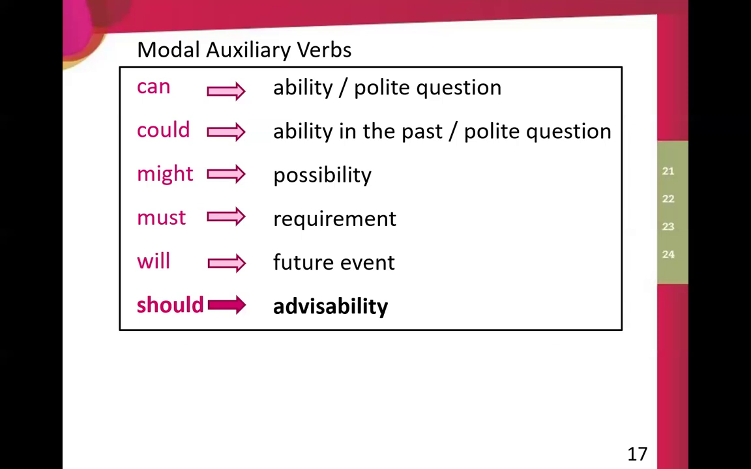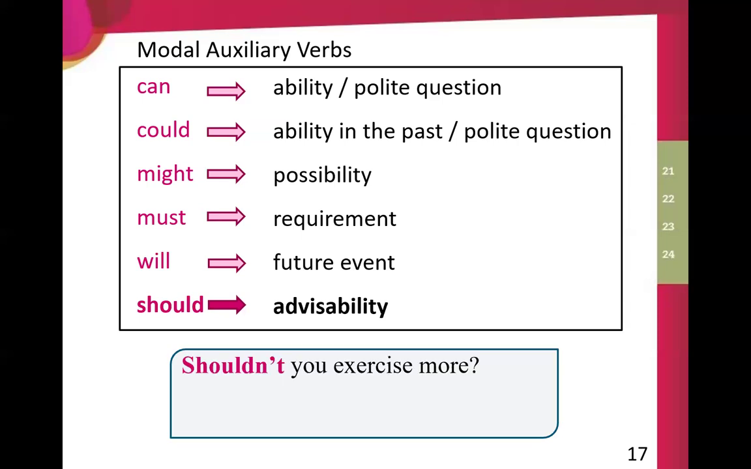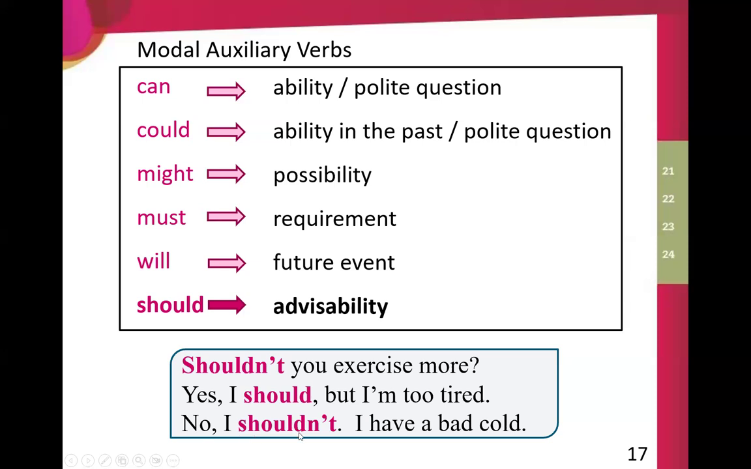Do you understand? Yes, I do. Okay, concentrate with me. Shouldn't you exercise more? Shouldn't you? I advise you to exercise more. So yes, I should. It's advisable to do that, but I'm too tired. But I can't. Or, no, I shouldn't. It's not advisable to do that. So shouldn't means here it's not advisable to do that.